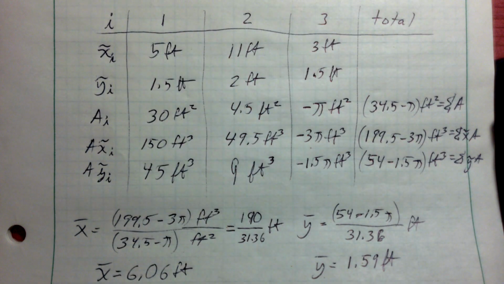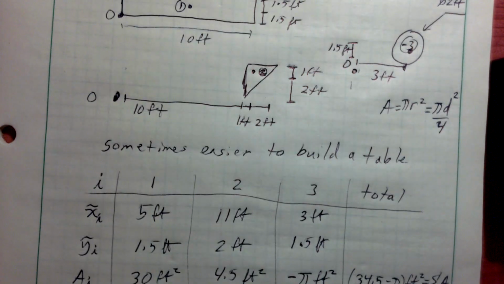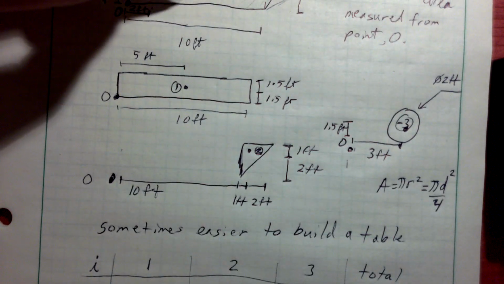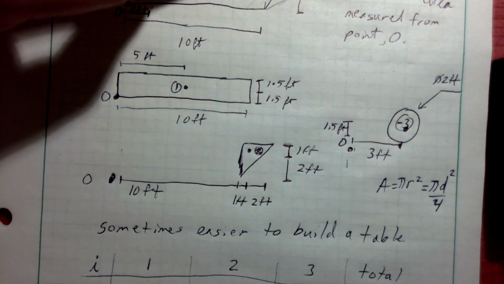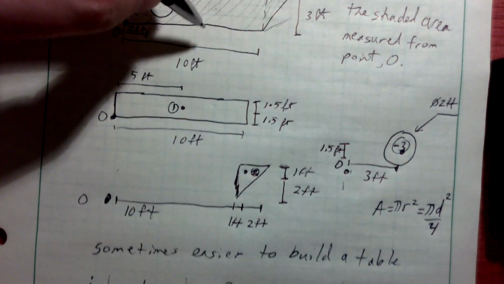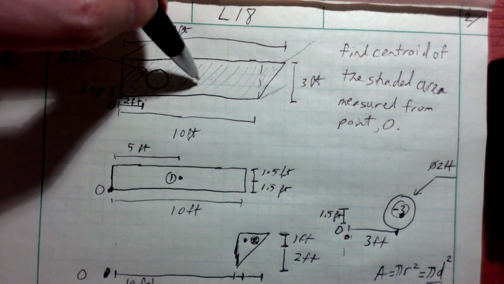Okay, this is what I got. I get x a little over 6 foot, y just a little over 1.5 foot. It's always a good idea to go back and look at your shape and see if that makes sense. If this is 10 foot across here, 6 foot would be a little more than half. Half being probably right in here. I'm 6 foot out, it's a little more than half.